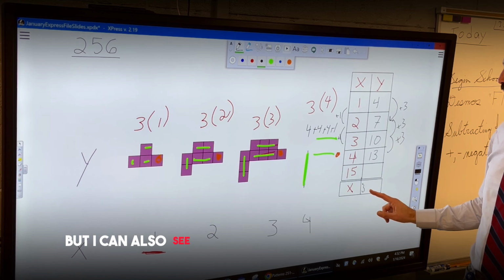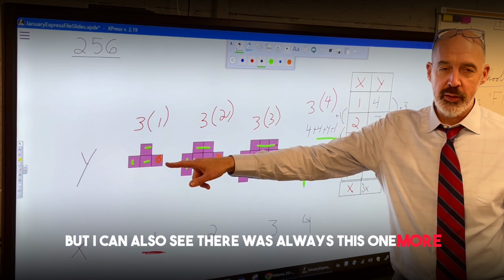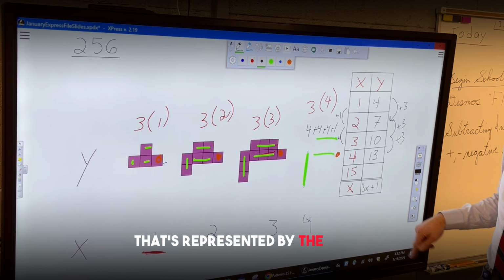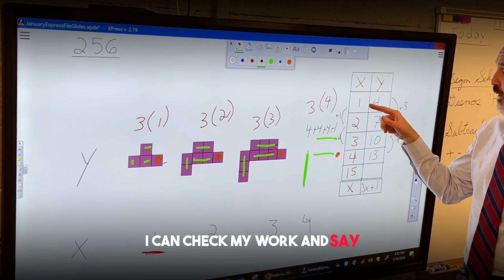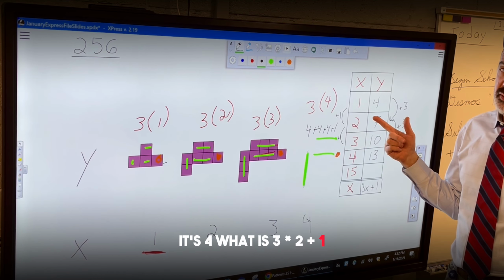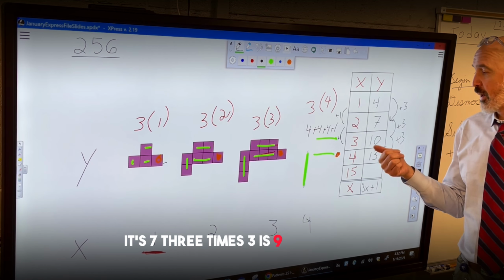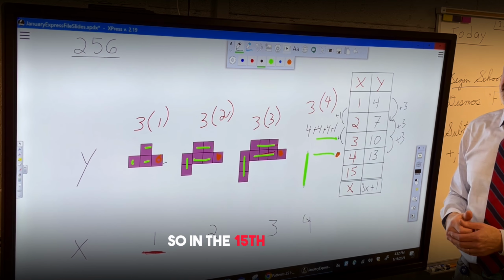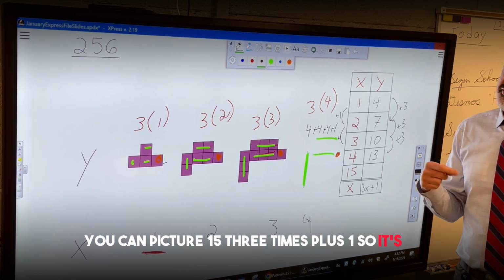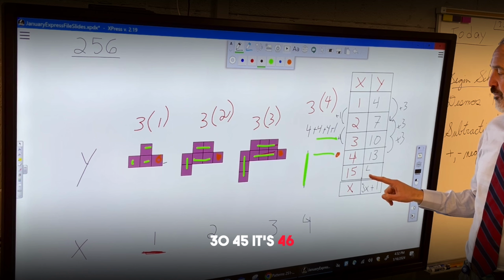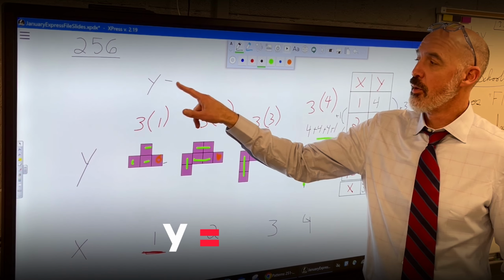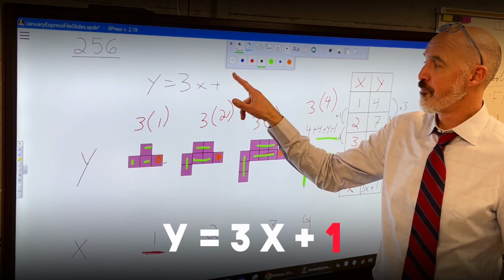But I can also see there was always this one more constant square sitting out to the side. That's represented by the plus 1. I can check my work and say, well, what is 3 times 1 plus 1? It's 4. What is 3 times 2 plus 1? It's 7. 3 times 3 is 9 plus 1, and so on. So in the 15th iteration, you can picture 15 3 times, plus 1. So it's 15, 30, 45, it's 46. So the equation is y equals 3x plus 1.